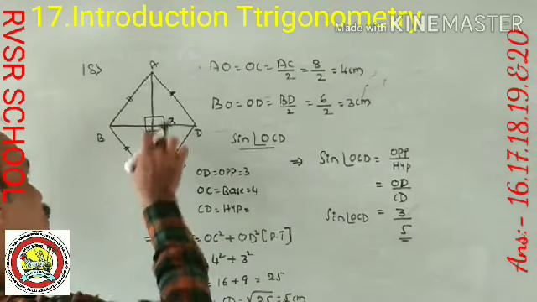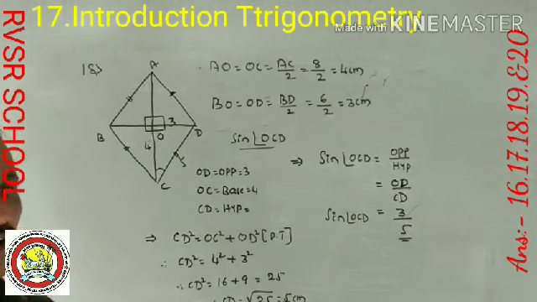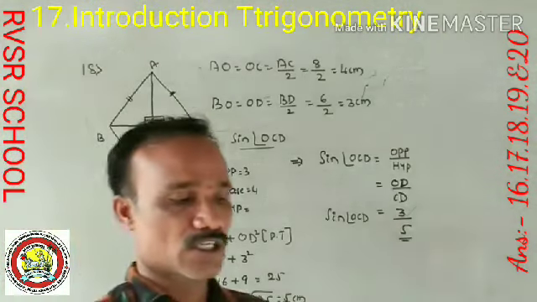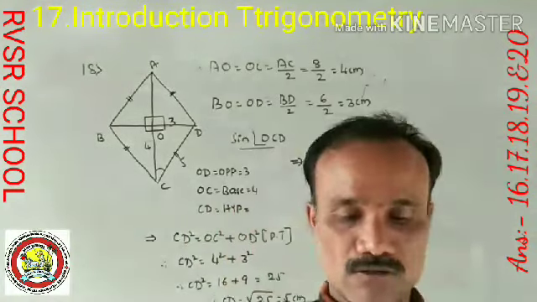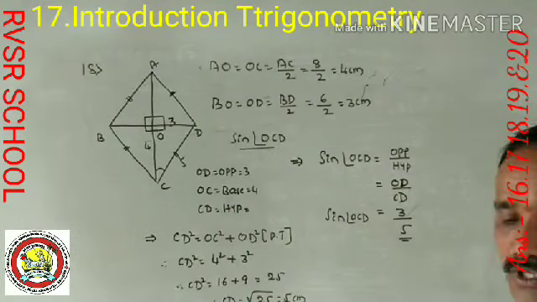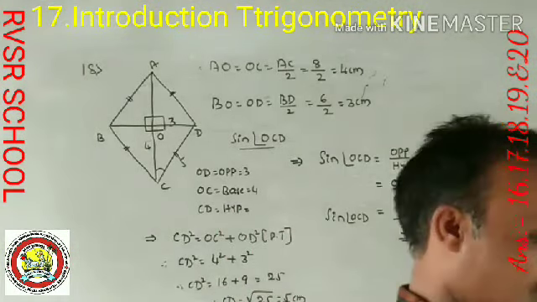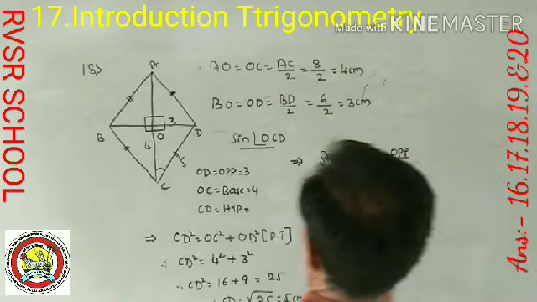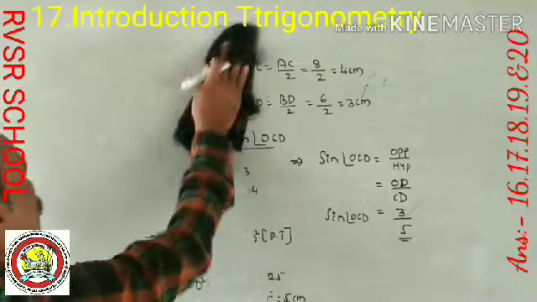Very important thing is the properties of a rhombus. All four sides are equal and the diagonals bisect each other at right angles. Then it will be very easy. Okay, let's see the next question. Consider the next one, question number 19.